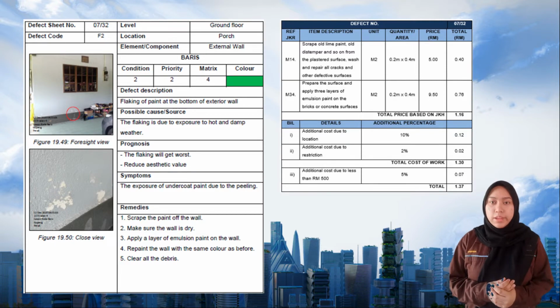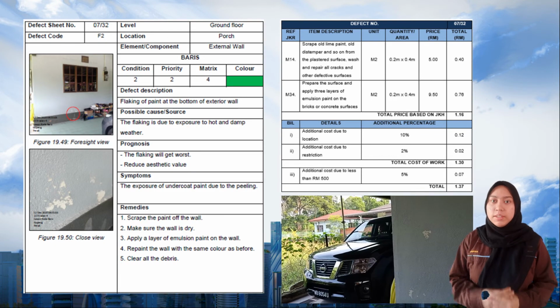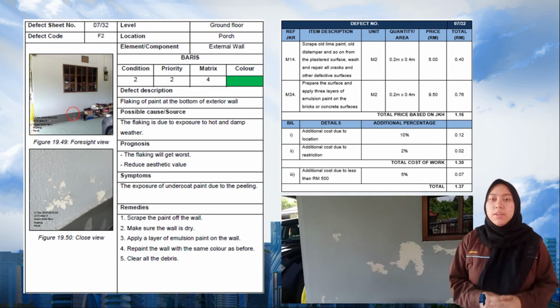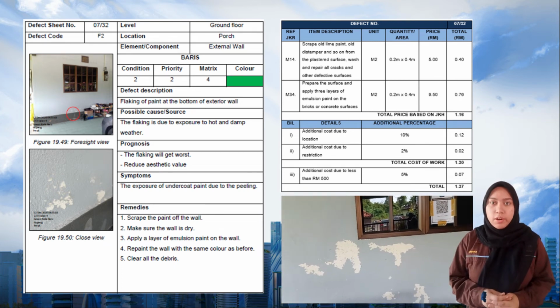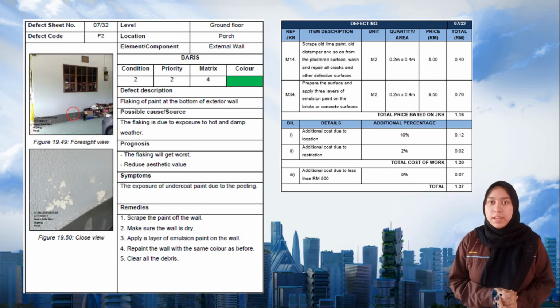The next defect is flaking of paint at the bottom of the exterior wall. This defect is located at porch, and the flaking is due to exposure to hot and damp weather. If no remedies are taken, the defect will get worse and reduce the aesthetic value.